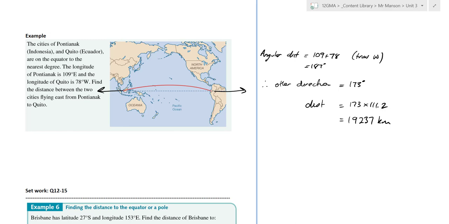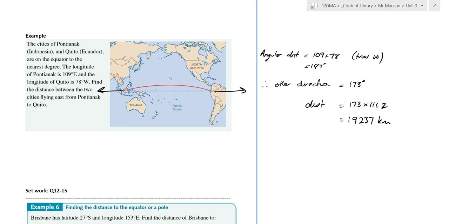It's important here to note, though, if we're doing north to south, every line of longitude is a great circle. So that factor is 111 degrees. If we're doing east to west, the equator is the only great circle. All the other ones are small circles.